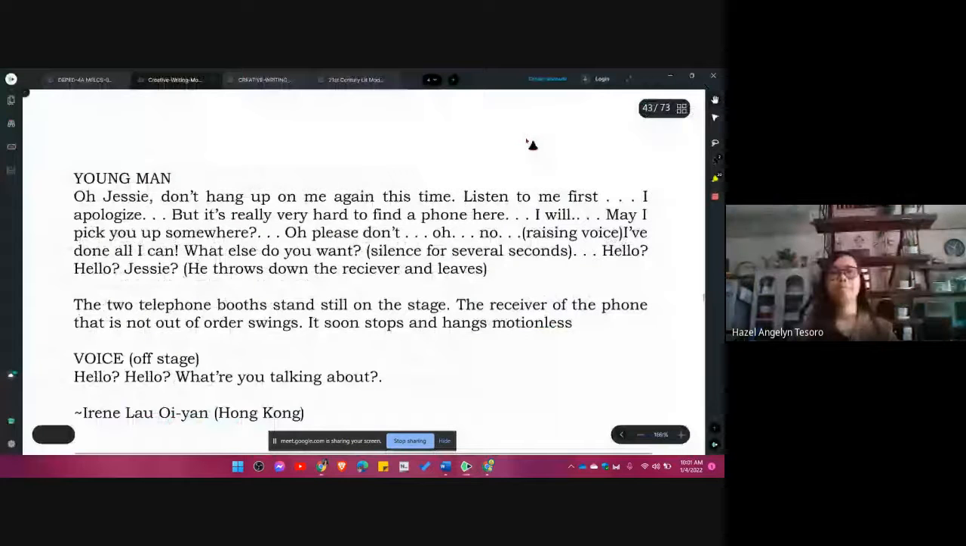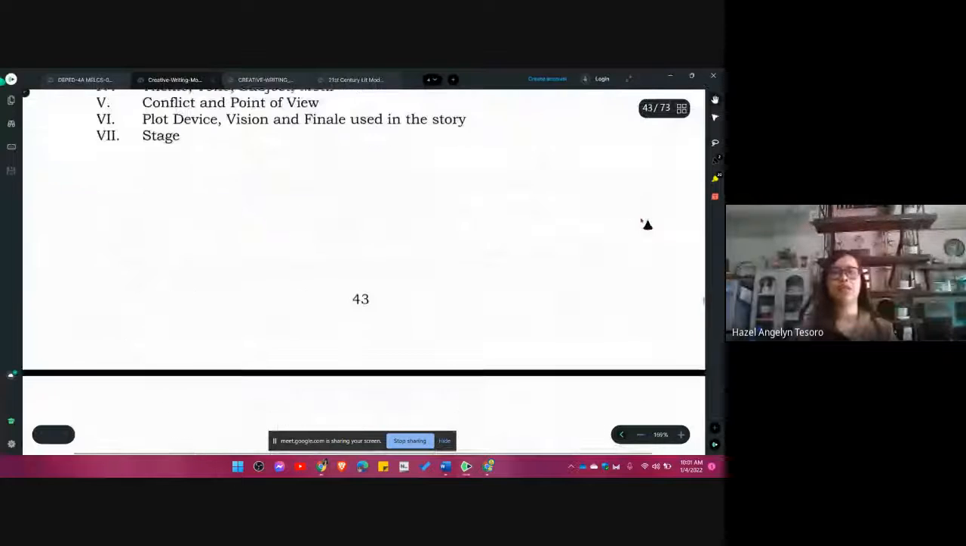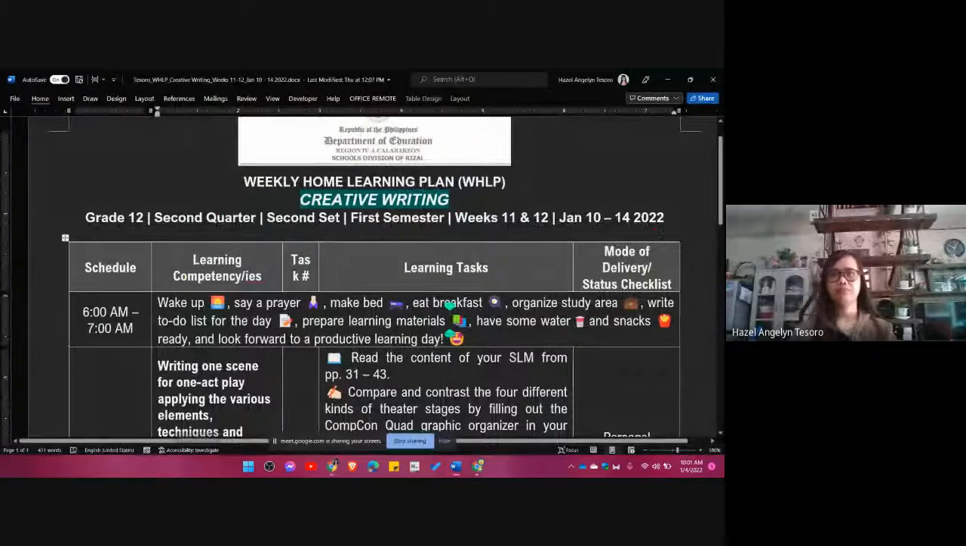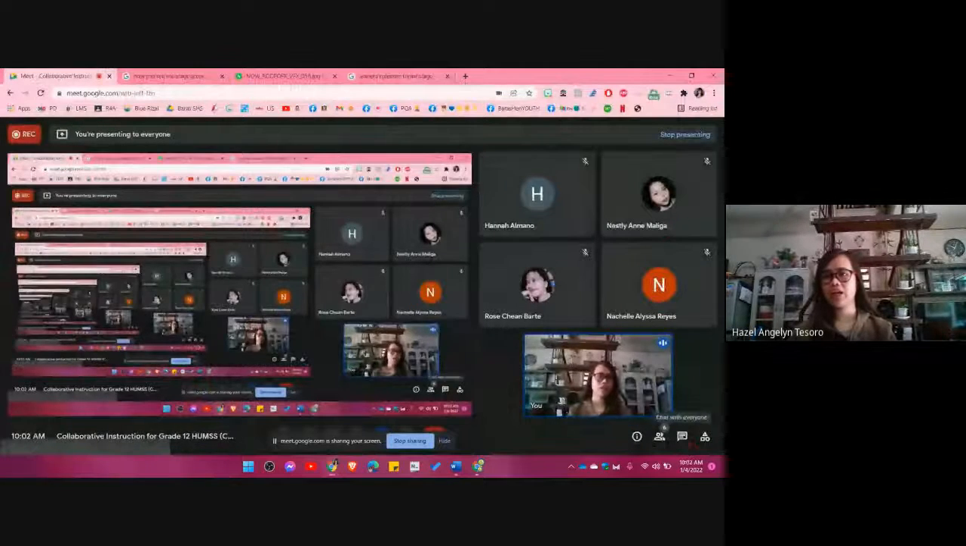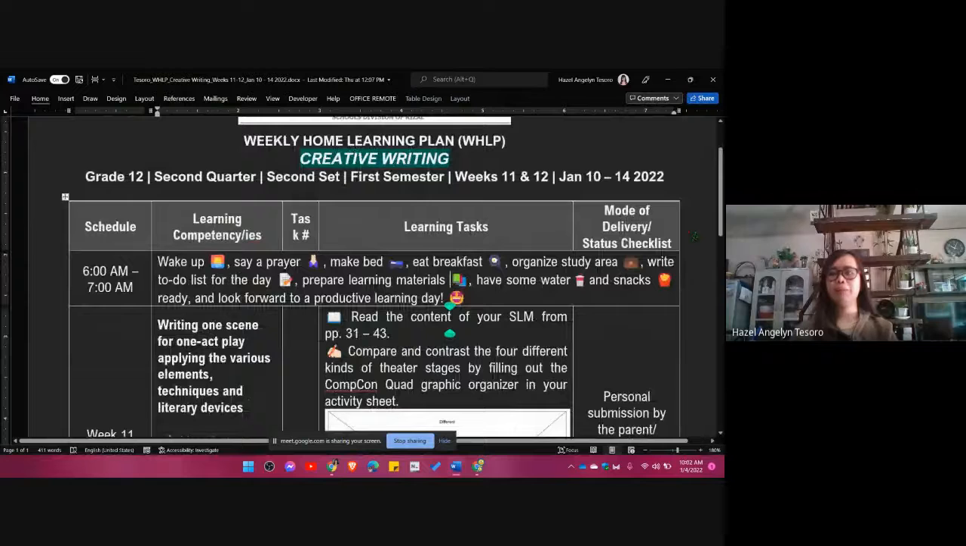On what I have learned, assessment time, so hindi na rin yan kasali, but let's focus now on the weekly home learning plan. So walang sumagot sa question mo kanina. I think, I suppose na wala pa nakakanood ng play sa inyo, no? And that's okay. So, we have here now the weekly home learning plan.